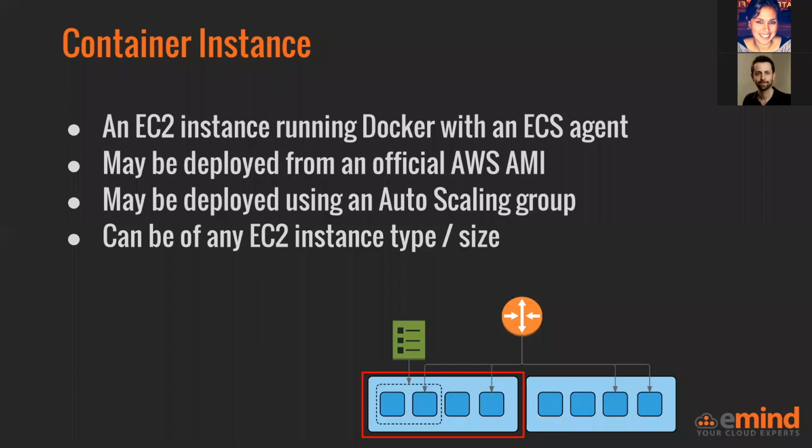You may deploy your container instances in an auto-scaling group. This is called cluster auto-scaling, and we'll cover it a little later. You may choose any EC2 instance type for your cluster. So if, for example, your application is very CPU intensive, you could select compute optimized instances for your cluster. You can even mix instance types within your cluster if for some reason you want to do that.